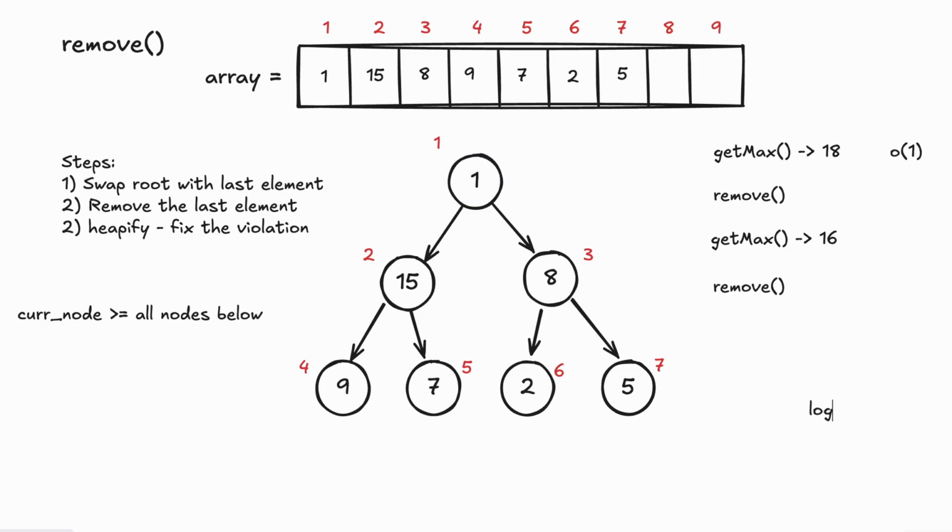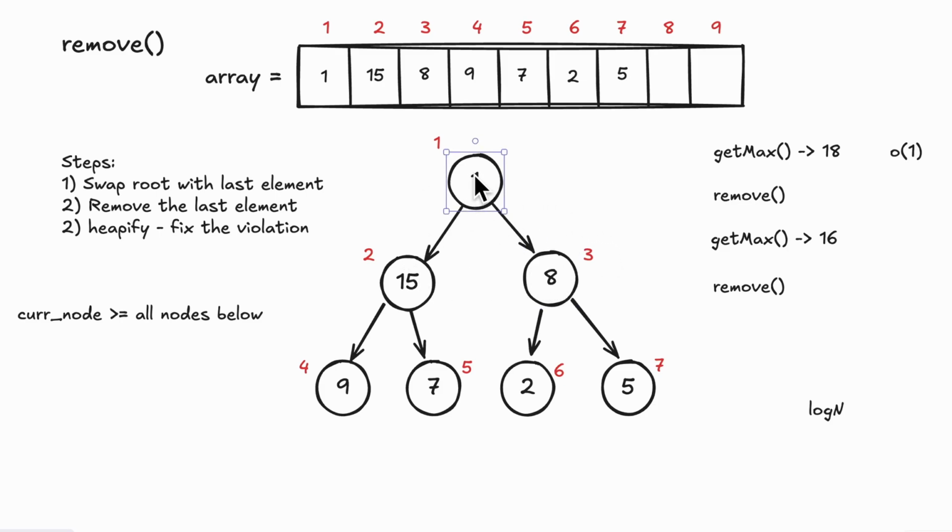Because ultimately, I have to implement this function in log n time. Hence, I need to go one level down after every iteration. That's the reason why if I swap this with 8, then I am still stuck with level 0, because level 0 and level 1 have some violation. And that's the reason why I will swap this 1 with 15, not 8.